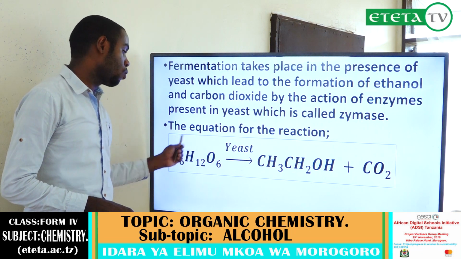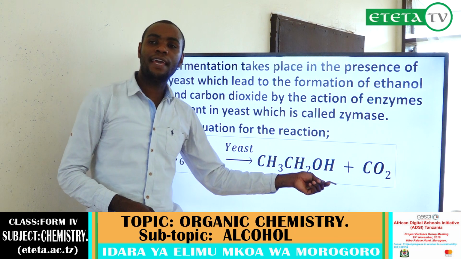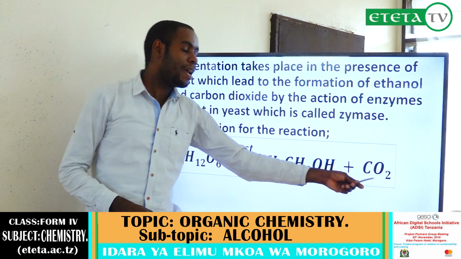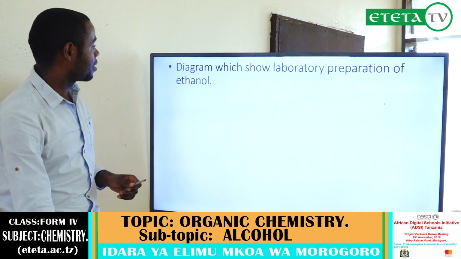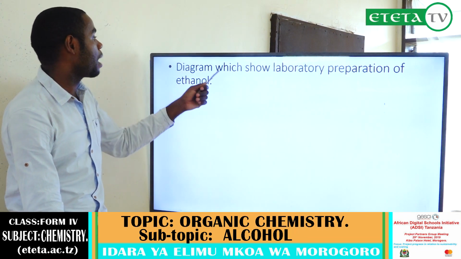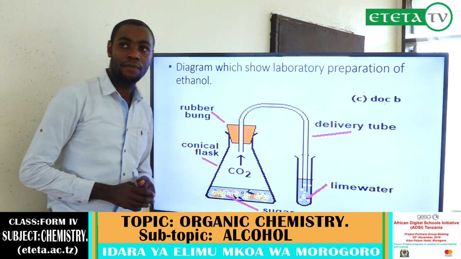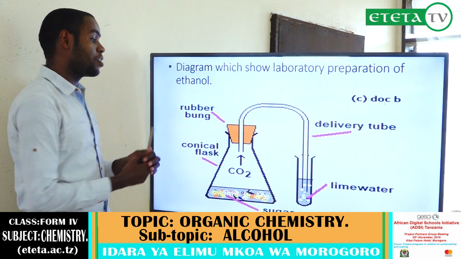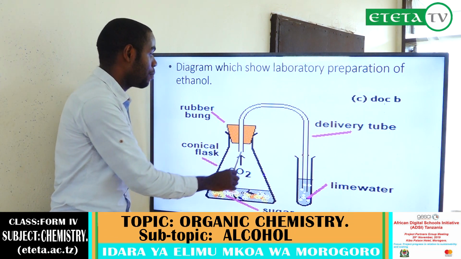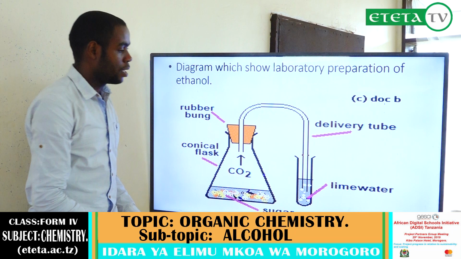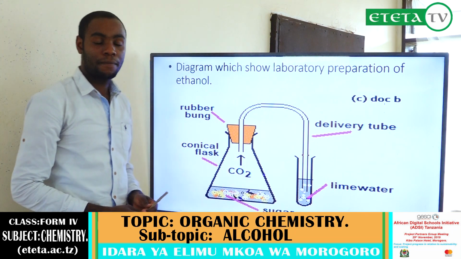The carbohydrates can be glucose or sucrose. The products are ethanol and carbon dioxide. Now look at this diagram. The diagram shows the laboratory preparation of ethanol. Here we have a conical flask, a delivery tube, and a solution of lime water.